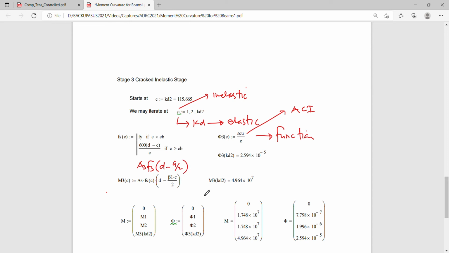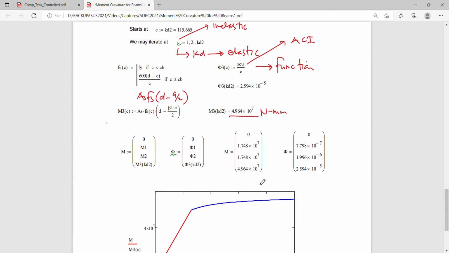Okay, so computing it at the point at which C is equal to KD2, I just tested it, and it will yield the value of 4.964 times 10 to the 7 Newton millimeter. Since this is in Newton millimeter units, we can convert it later to kilonewton meter by simply dividing by 10 to the 6. Okay, so let's have a summary of what we have done so far.